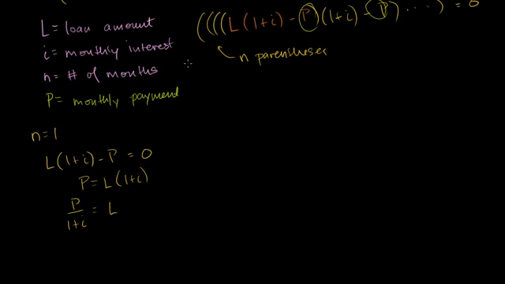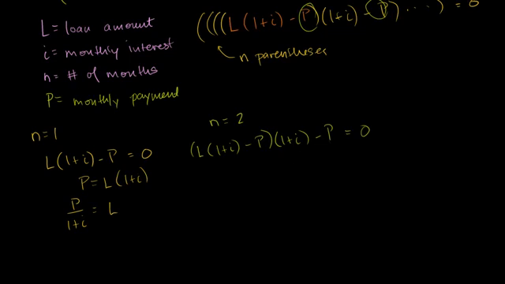Let's see what happens when n is equal to 2. Well, then you start with your loan amount. It compounds for 1 month. You make your payment. Then there's some amount left over. That will compound for 1 month. Then you make your second payment. Now, this mortgage only needs 2 payments. So now you are done. You have no loan left over. You paid all the principal and interest.